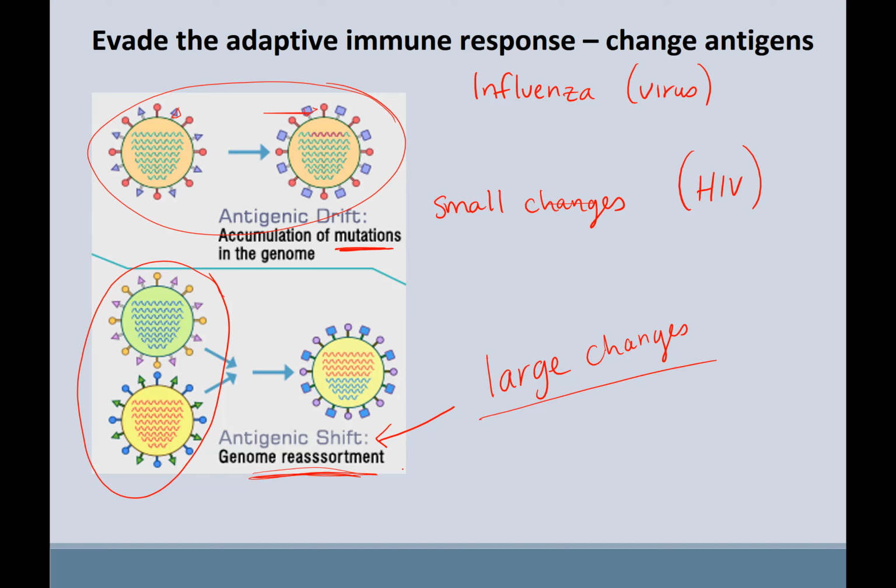So influenza has 8 RNA molecules that make up its genome. And so if a cell is co-infected by two different viruses, then it can recombine that genetic material, and in this case it got 4 from one and 4 from another, and now looks like a totally different virus.